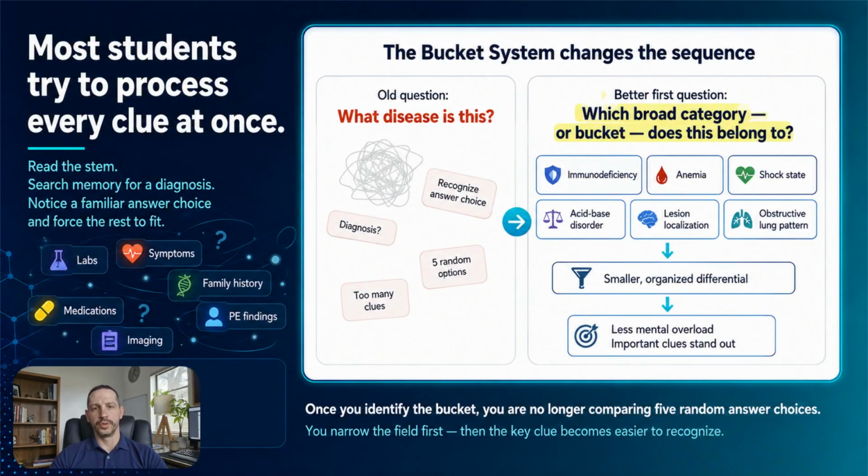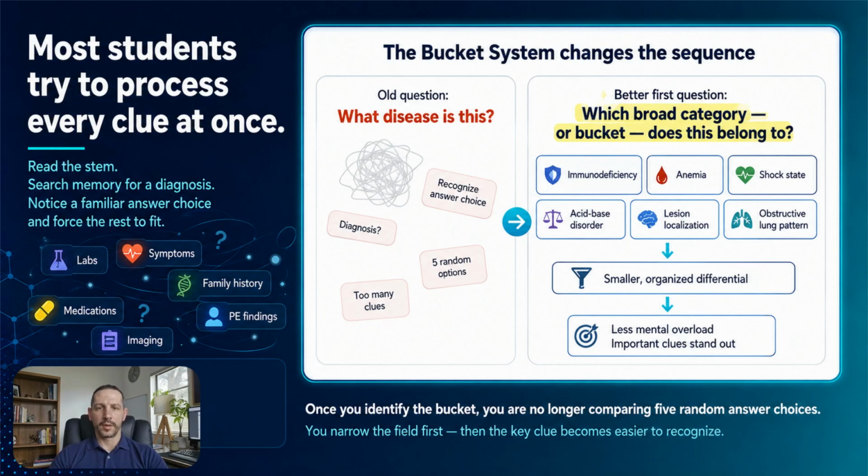One of the biggest problems students run into on Step 1 is trying to process every clue in a question at the same time. They read the stem, search their memory for a diagnosis, notice an answer choice they recognize, and then try to force the rest of the question to fit. The bucket system changes that sequence. Instead of immediately asking, "What disease is this?" you first ask, "Which broad category or bucket does this question belong to? Is this an immunodeficiency, an anemia, shock state, acid-base disorder, or maybe a lesion localization question or obstructive lung pattern?"